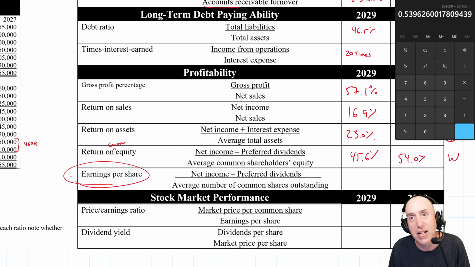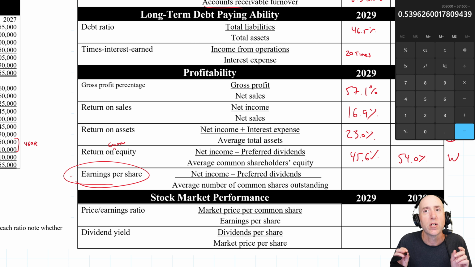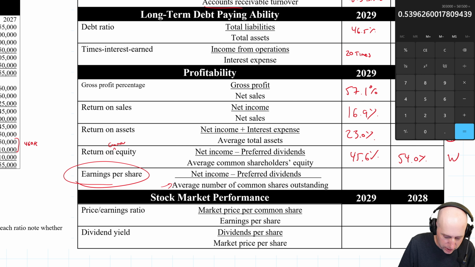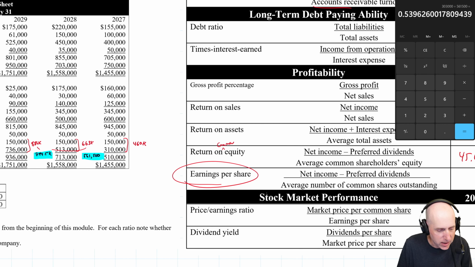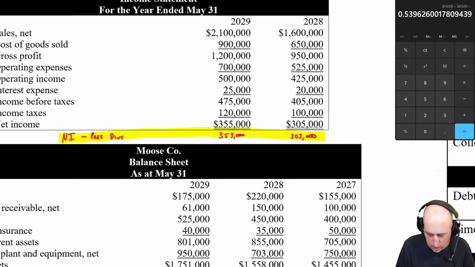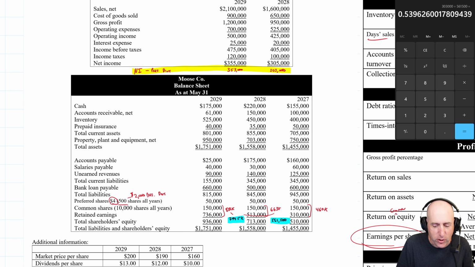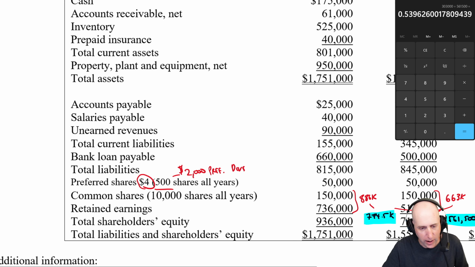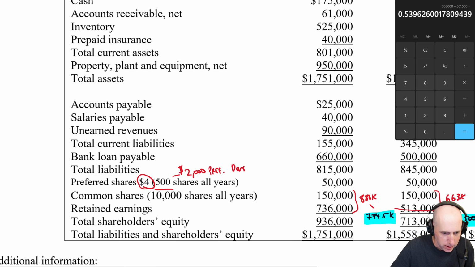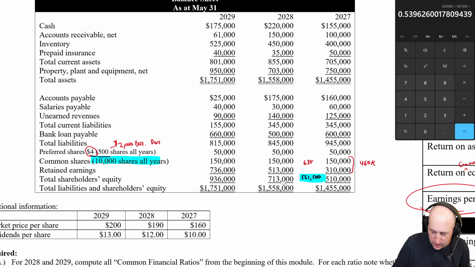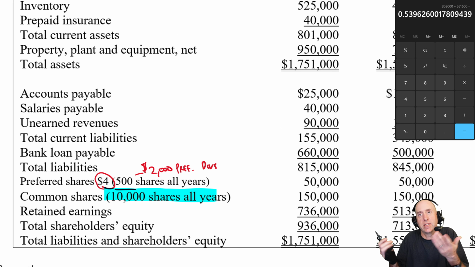If you take an intermediate accounting class, you will see this number is very complicated to compute because of the denominator. Now, in our intro class, it's very easy to compute. Net income minus preferred dividends, so there's our numerator, divided by the average number of common shares outstanding. Here's our denominator. There's 10,000 shares all years. So let me erase this previously prepared information. And so we're just going to divide by 10 because the average number is 10.